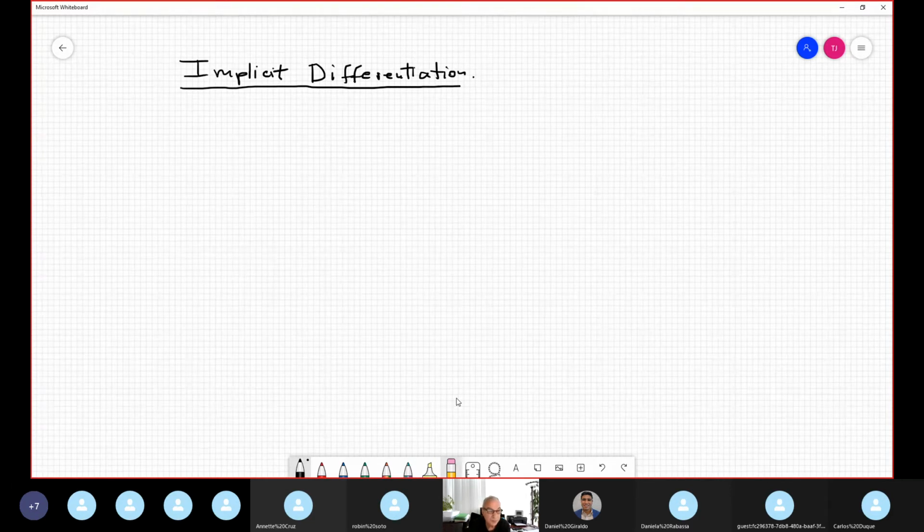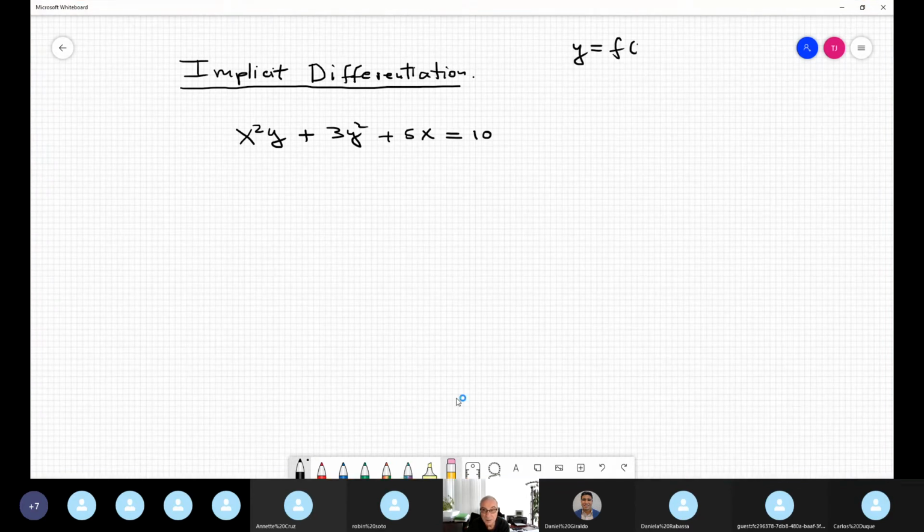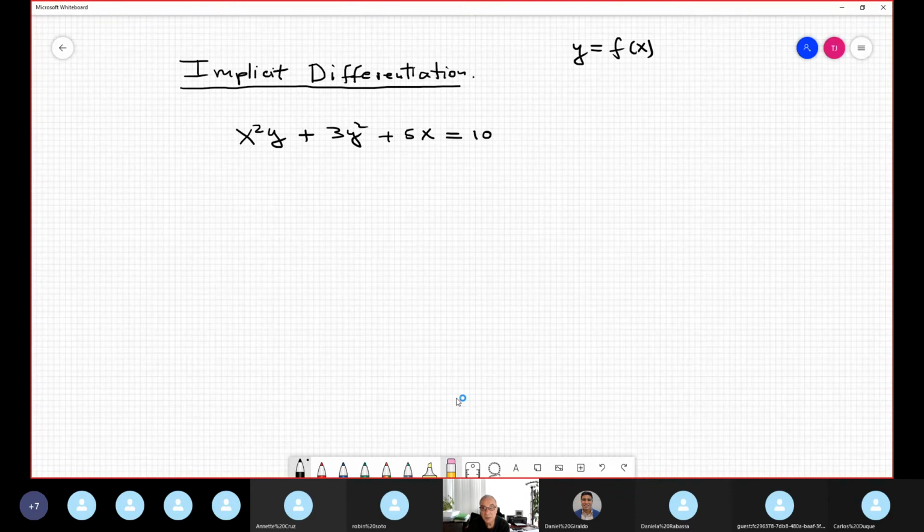Okay, suppose in cal 1 we have this problem. In cal 1 we only have two variables, y and x. I need to compute dy/dx. This is a cal 1 problem, but this case is implicit differentiation because y is not isolated, and maybe isolating y is a little bit complicated or impossible. Sometimes it's impossible.